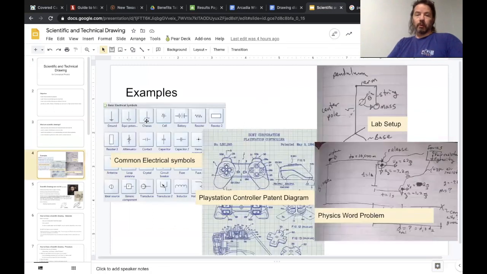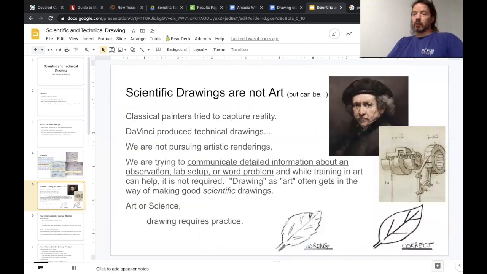So for example, here are some set symbols used in electrical engineering across the board. We will learn a couple of these. Here is a pattern diagram of the PlayStation controller with all its inner workings. It's very detailed. Here is our lab setup from the Pendulum Lab, especially in the days when we do this in person. And then here is a word problem that's been converted into a drawing. And while it's complex, if you spend some time with it, you could probably figure out kind of what's going on.